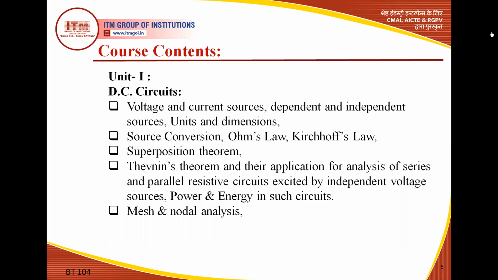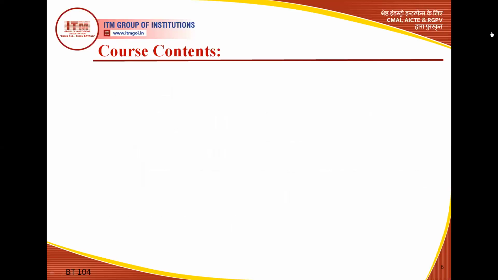Two more popular approaches for network analysis: one is mesh and another one is nodal analysis. We are going to apply these mesh and nodal analyses to networks. And star delta transformations, where elements are connected in star and elements are connected in delta. If we convert star into delta and delta into star, sometimes the complexity of the network is reduced. So as far as unit number 1 is concerned, we are discussing all these things concerning the analysis of DC circuits. In the second unit.